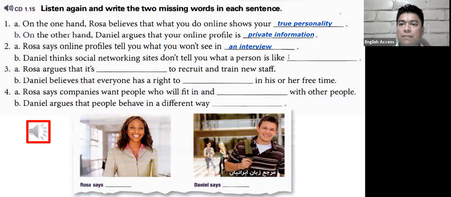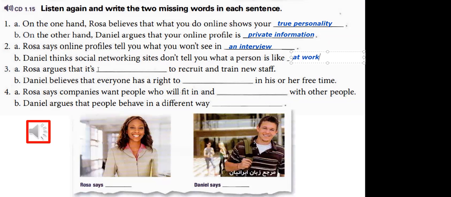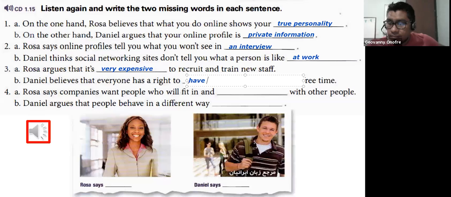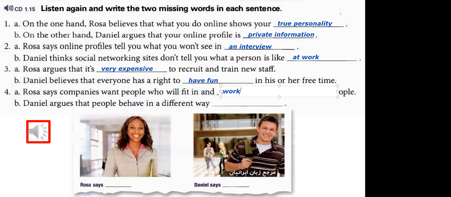Next. At work. Next. At work, yeah. Very expensive. Next. Have fun. Next. Work well. The last one. With friends.